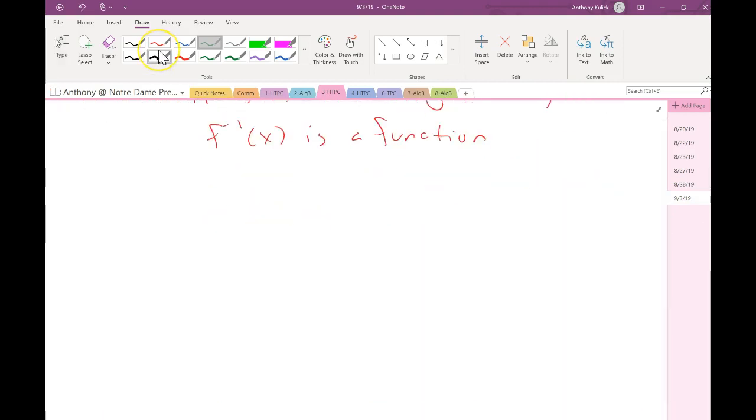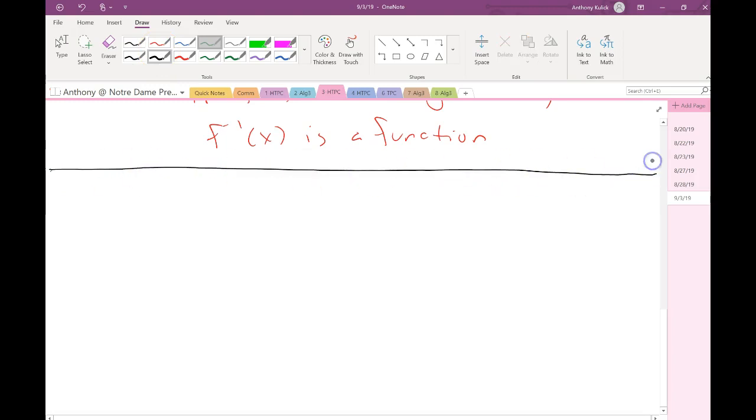Let's do some examples where we look at some different ways to represent a function, other than with a mapping diagram. So let's say that f is the set of ordered pairs.